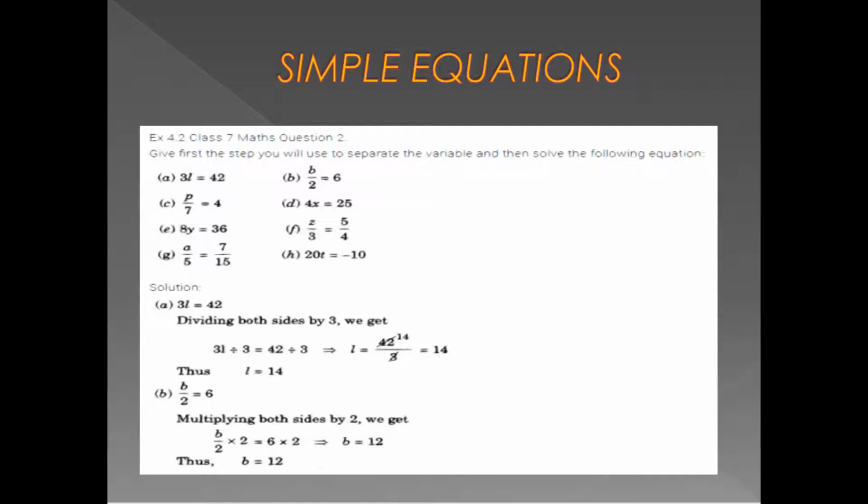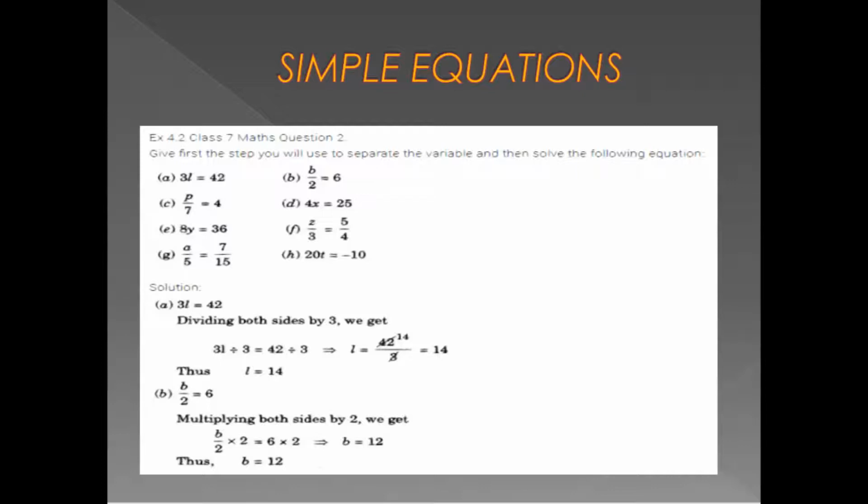Now moving to question number 2, that is: give the first step you will use to separate the variable and then solve the following equation. Here we have been given the equation 3L is equal to 42. Here L along with 3 is in the form of multiplication. So we'll be using the opposite one.